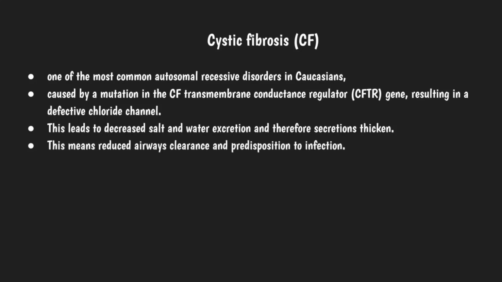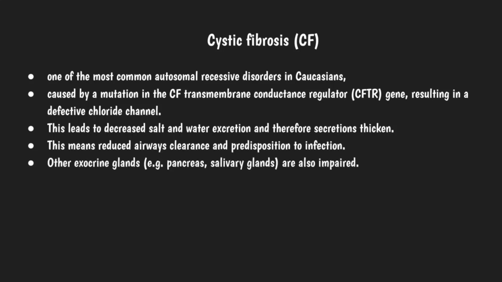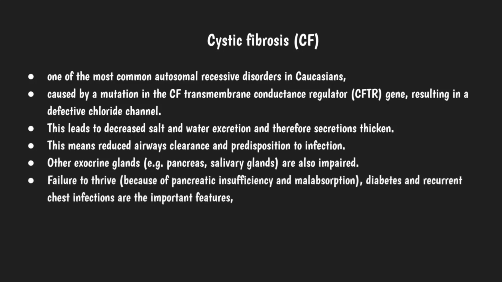I hope I'm making sense. So the gene is affected, which leads to a defective chloride channel, which leads to reduced salt and water secretion, the secretions get thickened, they are not cleared away, so there is reduced airway clearance, and finally there is predisposition to infections. Other exocrine glands like the pancreas and salivary glands are also impaired in cystic fibrosis. Failure to thrive because of pancreatic insufficiency as well as malabsorption, diabetes, and recurrent chest infections are the important features in this disease.